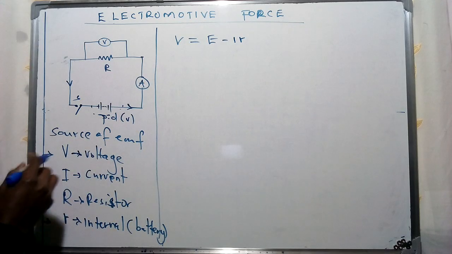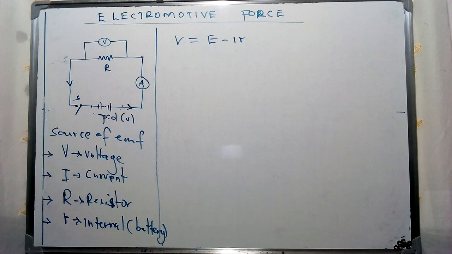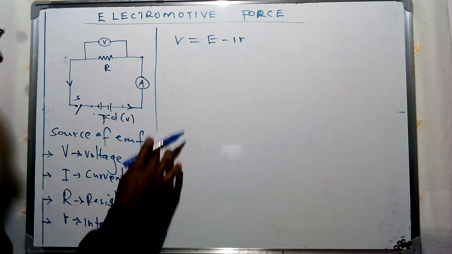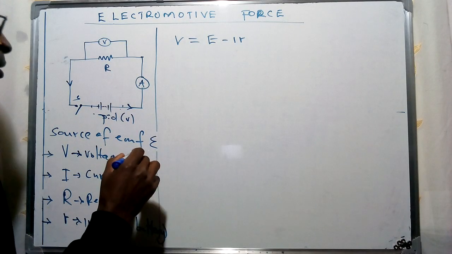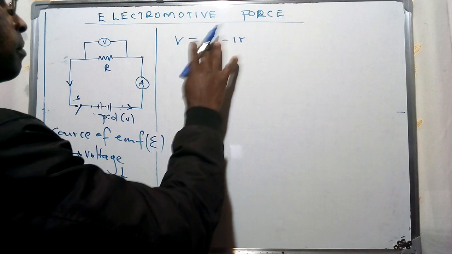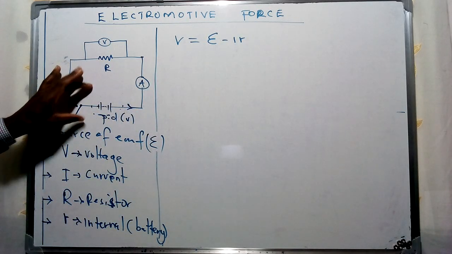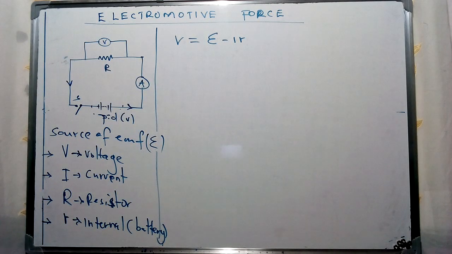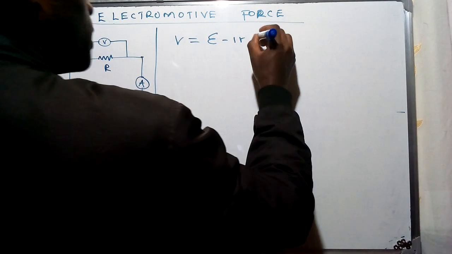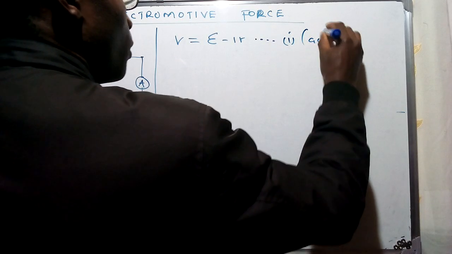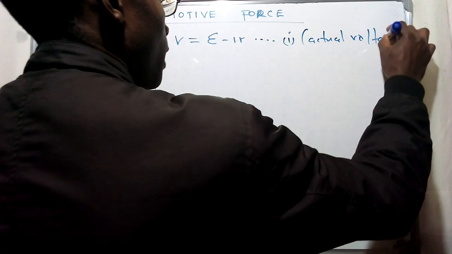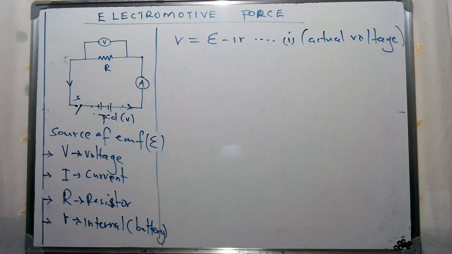Now, we're going to have this electromotive force given in terms of this specific symbol. For us to find the actual voltage after the switch has been closed, it's going to be given using this specific relationship which I've given on the board. This refers to the actual voltage after taking care of the internal resistance, which is realized due to the resistance of this specific battery.